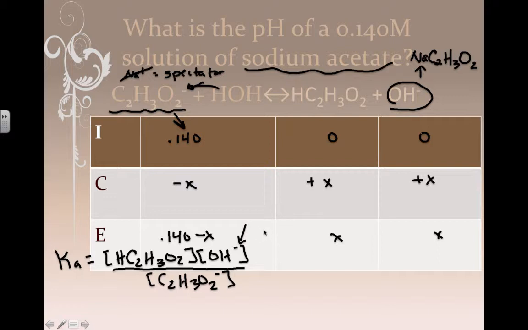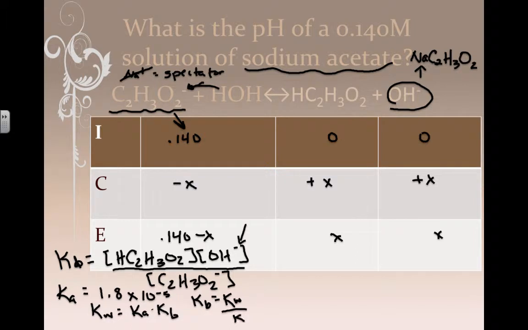What did they give me? They didn't give me anything. We used acetic acid before. The Ka value for acetic acid is 1.8 times 10 to the negative 5. And I know that Kw is the product of Ka times Kb. So I can get my Kb value by taking Kw divided by Ka, right?